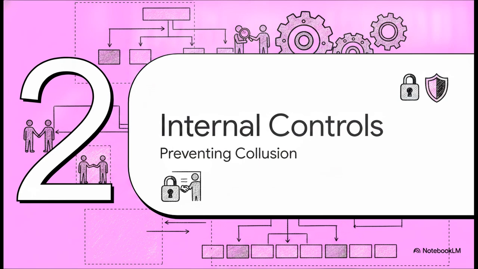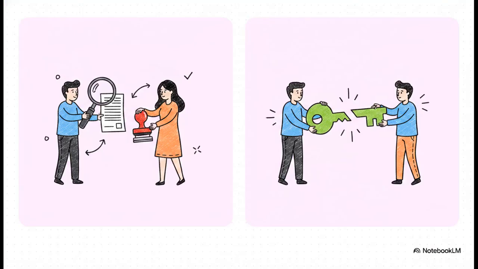Module 2. Internal Controls, Preventing Collusion. So, now that we've covered the life cycle itself, let's shift focus to how we manage internal processes once those employees are actively working inside the network. 2 absolutely critical concepts for preventing fraud are separation of duties and split knowledge. Separation of duties means splitting critical functions among multiple users. For example, the person who approves an invoice shouldn't be the same person who physically writes the check, right?